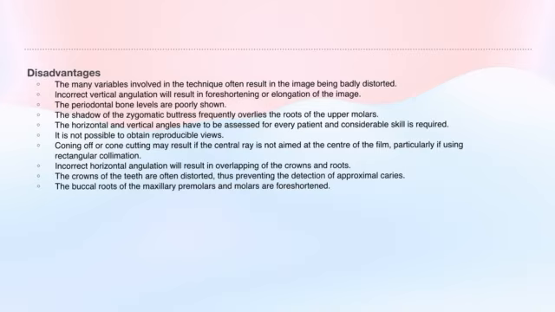Coning off, or cone cutting, may result if the central ray is not aimed at the center of the film, particularly if using rectangular collimation. Incorrect horizontal angulation will result in overlapping of the crowns and roots. The crowns of the teeth are often distorted, thus preventing the detection of proximal caries. The buccal roots of the maxillary premolars and molars are foreshortened.